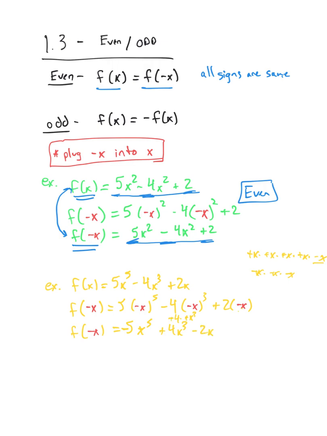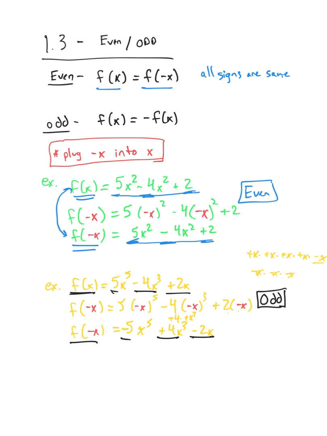Minus 2x. Negative times 2. Okay, so now let's take a look. So in f of x, we had a positive 5. Now in f inverse f, we have a negative 5. In f of x, we had a negative 4x cubed. Now we have a positive 4x cubed. Up here we had a 2x, now we have a negative 2x. So see how every sign flipped?